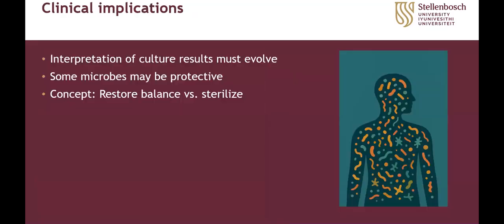So, clinical implications. I think the first thing is probably that our interpretation, the way we view culture results, needs to change. We need to realize that some microbes and bacteria might be protective. And that comes with treating asymptomatic bacteria, where I think we're over-treating UTIs. We are creating this scenario with dysbiosis, decreasing the biodiversity and creating an environment for future problems. So I think the concept is to think of restoring the balance, rather than actually sterilizing the patient.